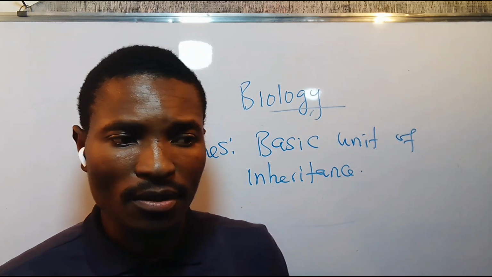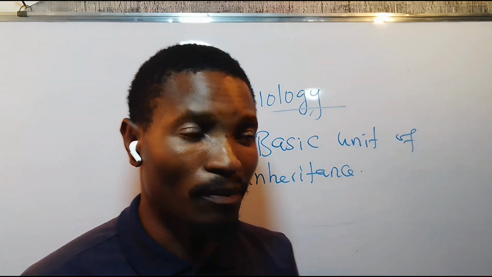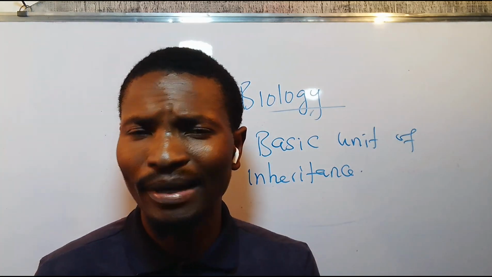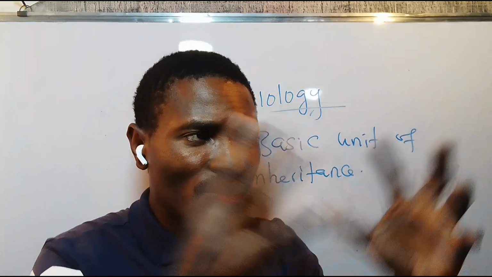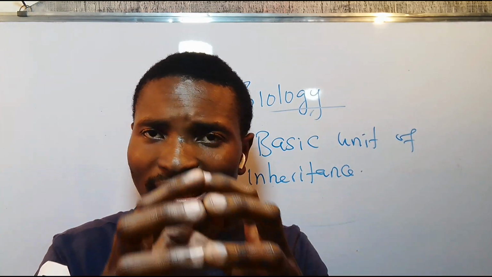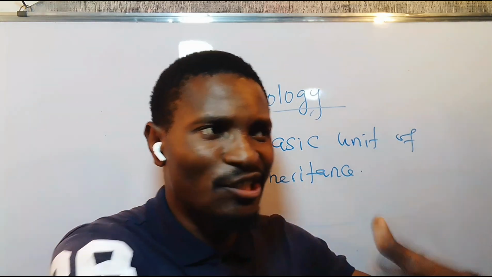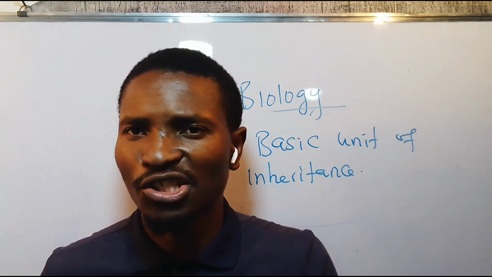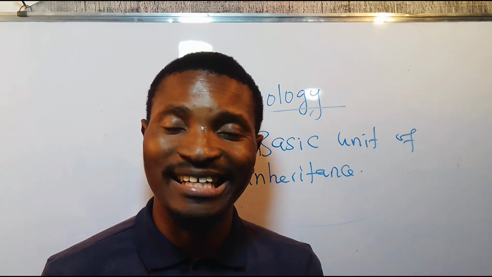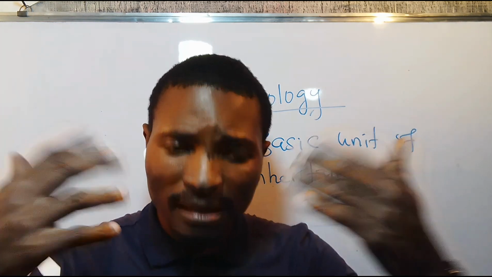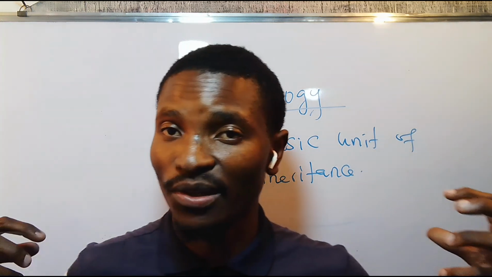When you look at people like albinos, white people, black people or colored people, each and every single characteristic that we observe on different organisms, different species, all those are controlled by what we call the genes. And where do these genes come from? The genes come from our parents.